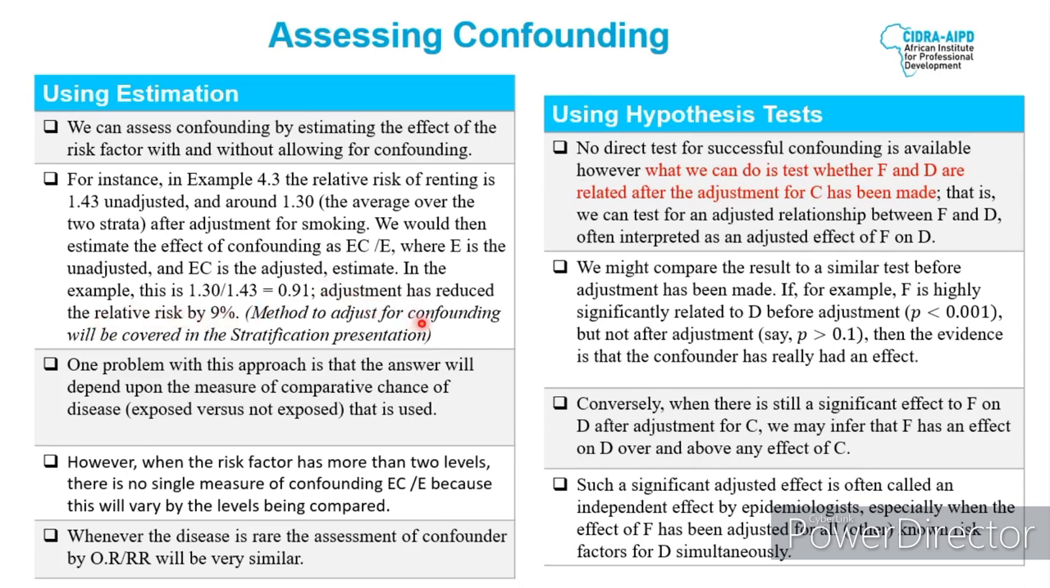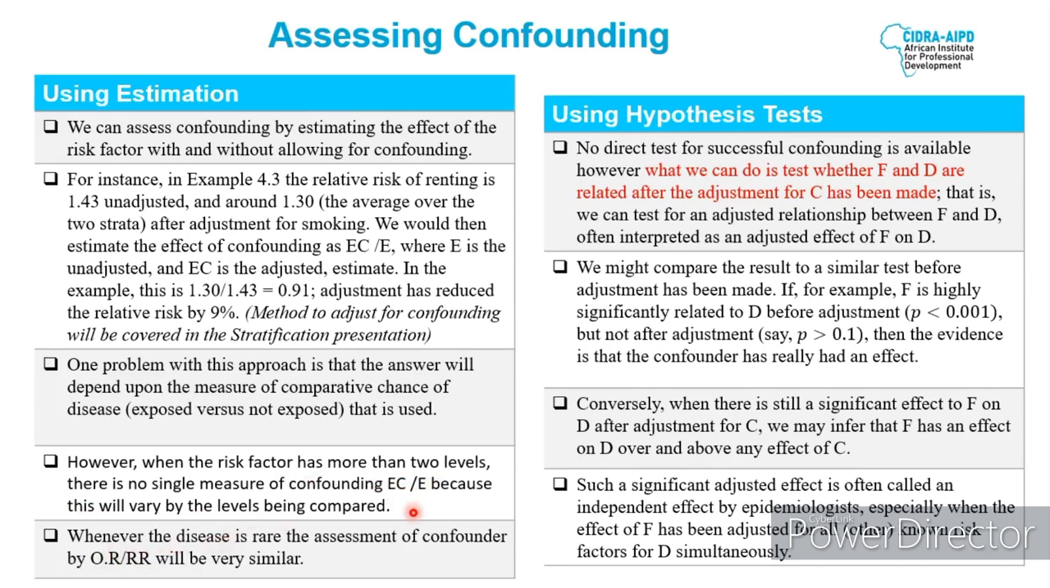The method of adjusting for confounding will be covered in the stratification presentation, which I will take after this one. One problem with this approach is that the answer will depend upon the measure of comparative chance of disease, exposed versus non-exposed, that is used. Without the comparison, we cannot make it work. Also, when the risk factor has more than two levels, there is no single measure for confounding EC by E, because this will vary by the levels being compared.